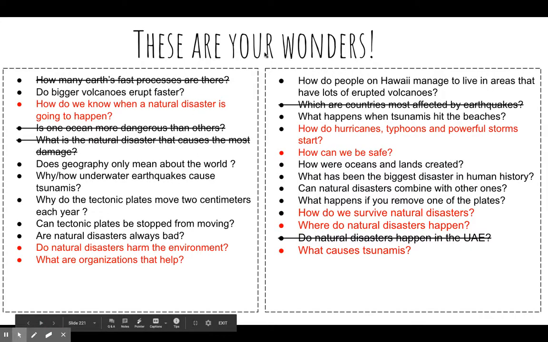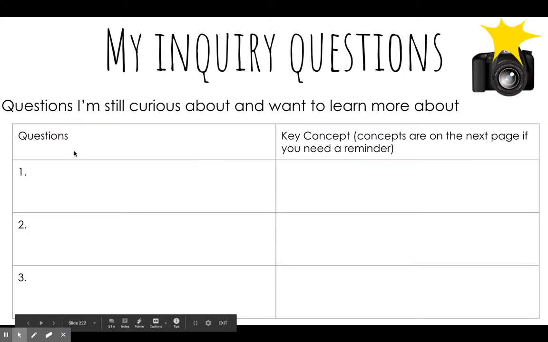Now you could go back to your wonders. These were the wonders from my class. You can see we crossed some out because those are ones that we answered. And the ones in red are ones that we answered throughout our inquiry on certain disasters. So if there are some on there that you also shared with your class, you can go back to those wonders to use. So here's part one of your assignment.